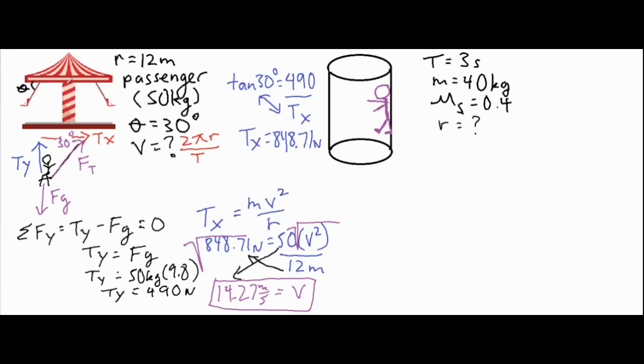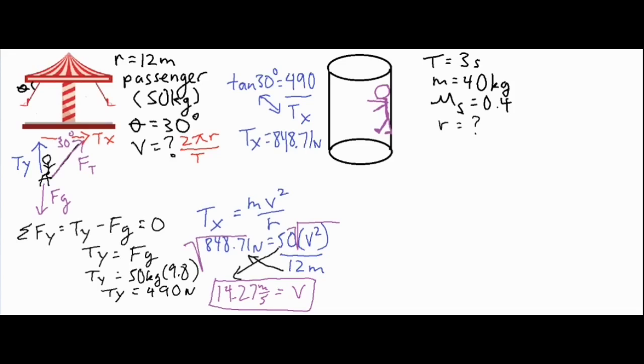If you looked at it up here, it would be pointing in this direction, which is the center of our circle. And then we use a little bit of trig to find that Tx, and then that Tx equals mv squared over r. We're able to do a little bit of algebra, shift some things around, and we got a velocity of 14.27 meters per second.